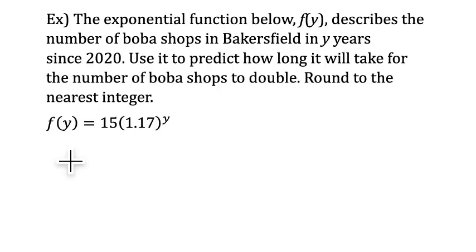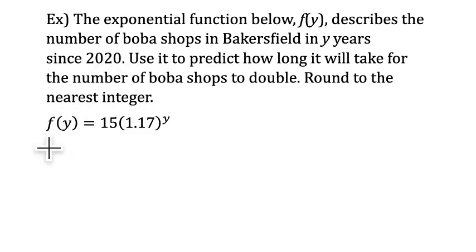The exponential function below, f of y, describes the number of boba shops in Bakersfield in y years since 2020. Use it to predict how long it will take for the number of boba shops to double. Round to the nearest integer. Now we'll need to use this function to figure out how many boba shops there were in 2020, and maybe we can figure that out just by looking at the function. But let's go ahead and calculate that.